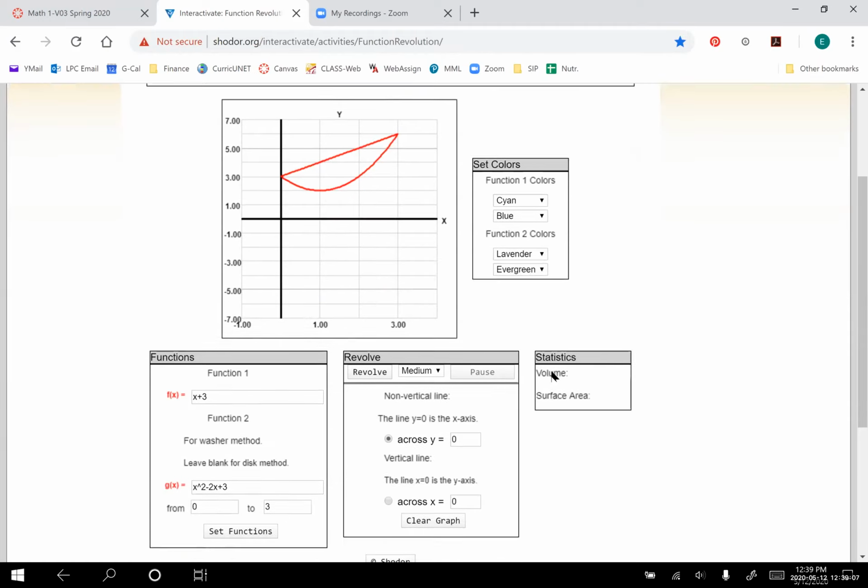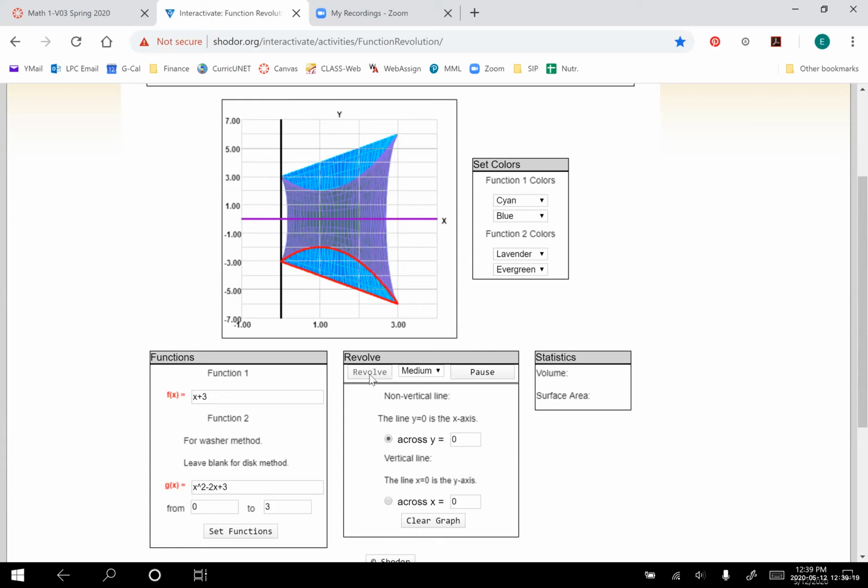Again, we're going to want to revolve this about the x-axis. So cross y equals 0, and hit revolve. Boom. There's our revolution. It's about halfway through now, hitting the screen and coming around to complete the full revolution.